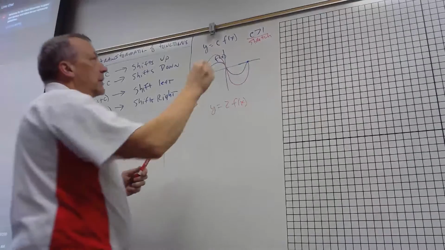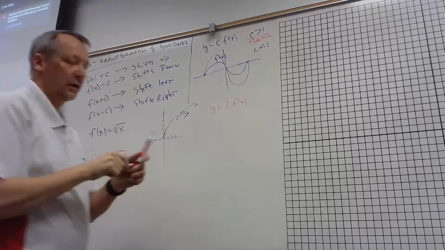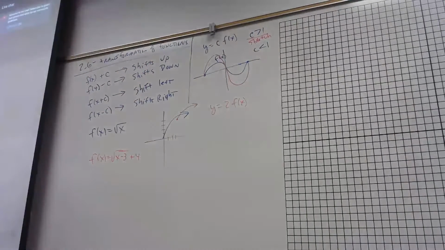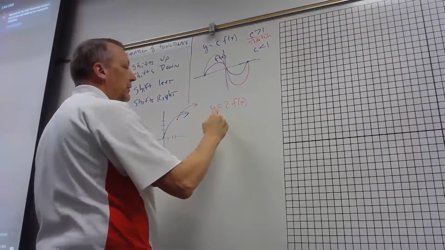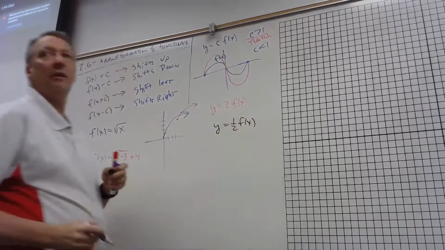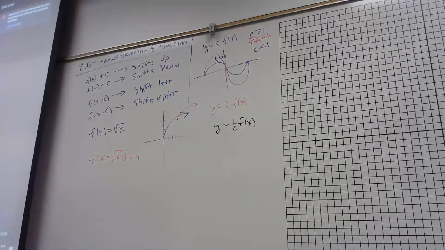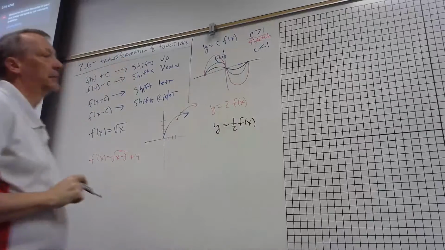What if c is less than 1, like a fraction? We'll do the same thing. It's a good thing I brought lots of colors today. I forgot my purple though, I feel bad. c is less than 1, so y equals 1/2 f of x. What's that going to do? Cut it in half. So it will look something like this. It will flatten it out.